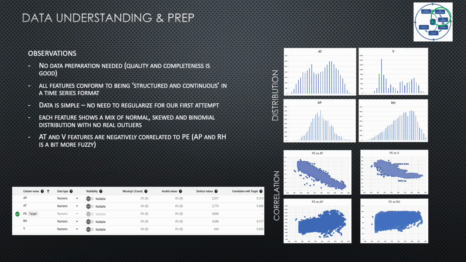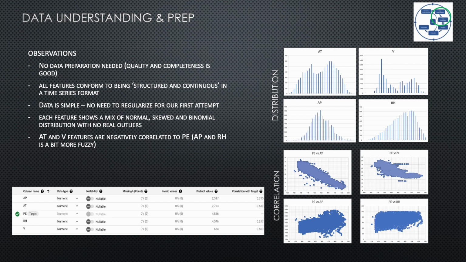Okay, so the first thing I did was I looked at the data. By the way, I'm using Google's AutoML Tables. I'm not a data scientist, but I found it super easy and quick to use, and it follows the CRISP-DM process. So after looking at the data, there was no data quality issue, no missing values, no invalid values. The data is very structured and continuous in a sort of time series format. Fairly simple. I don't think there's any need to regularize this data in the first attempt.